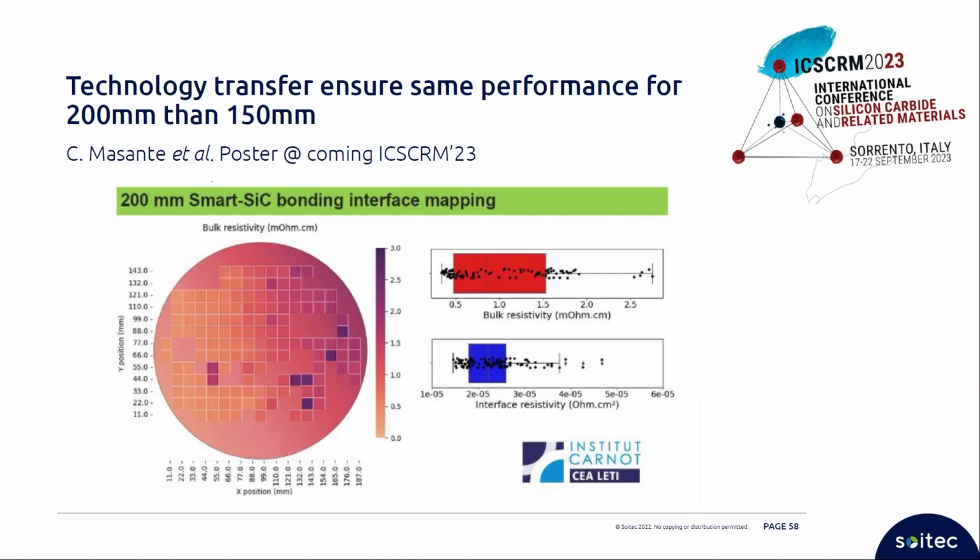Again, pictures on the electrical performance, a poster from our colleagues to be shared with the colleagues in the YESvGaN, on the bonding interface mapping on 200 millimeters wafers. Again, quite homogeneous, very good bonding interface, same performance.